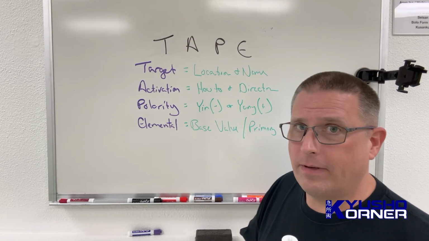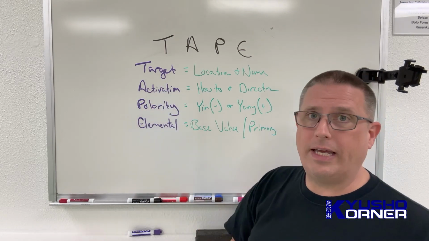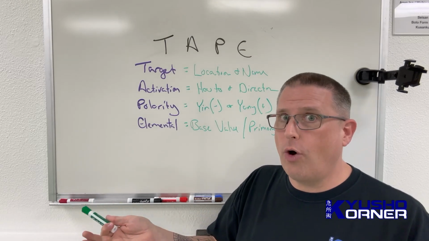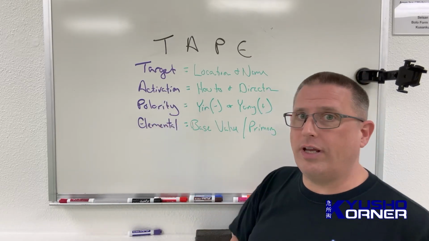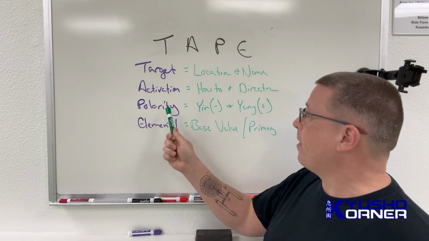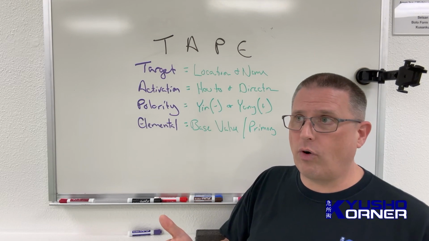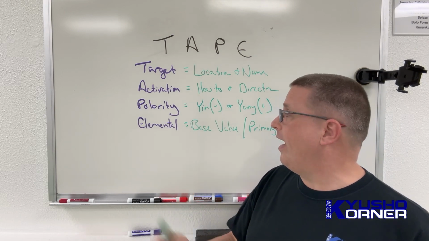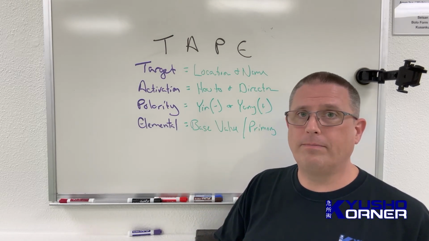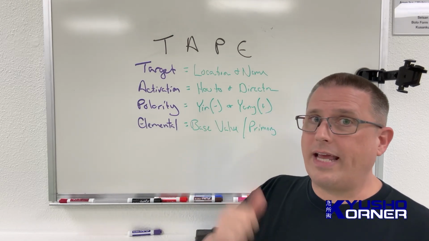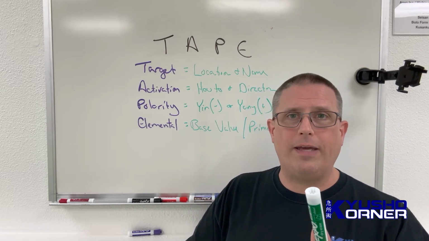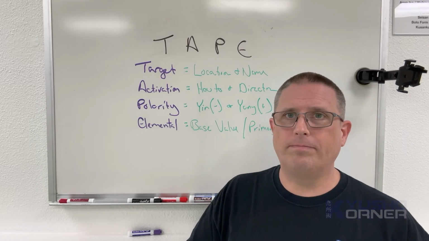So, as a recap, we have the target. It is the location and the name of the point, okay? Primary, you should know where it is, okay? Activation, how do you activate it? And what's the best angle and direction? Polarity, is it negative or positive, and how can you affect that? And then elemental value, what's the primary base element, okay? There you go. So take that back to your dojo, play, have fun, and remember, always be good to your uke. I'll see you on the next episode.